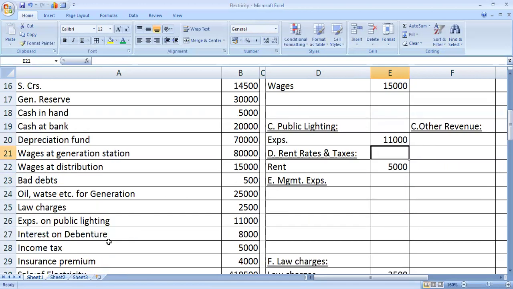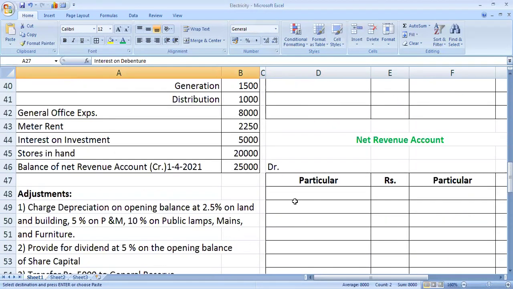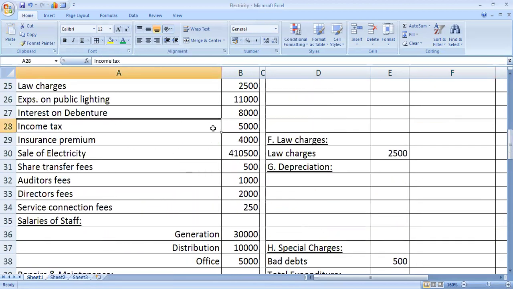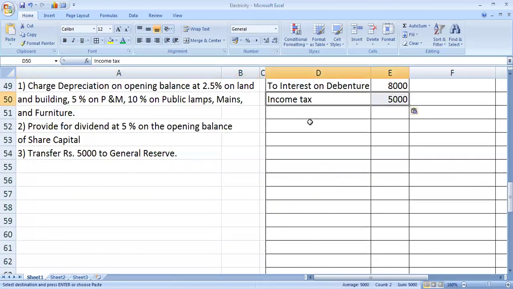Next item, interest on debenture. Interest on debenture goes to the net revenue account debit side. Next item, income tax. Income tax also goes to the net revenue account debit side. Amount rupees 5,000 to income tax.